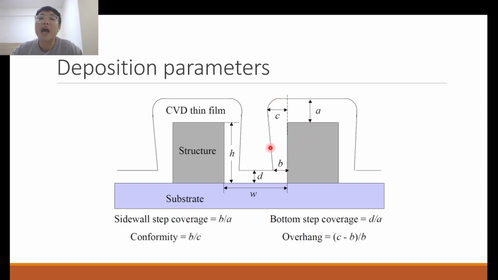Okay, and we can also consider things like bottom step coverage, because in the bottom of trenches it tends to be harder to deposit, to cover. So we can consider the bottom step coverage to be the coverage at the bottom divided by the coverage at the top. And sometimes we also have this problem of overhang. So over here there'll be an overhang kind of structure. We can quantify this by C minus B divided by B, in a kind of ratio. Okay.